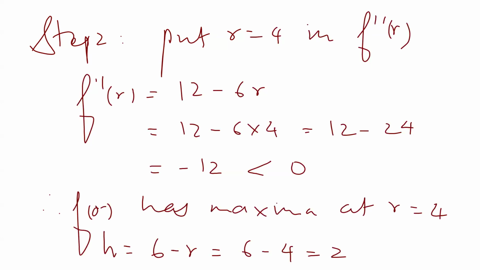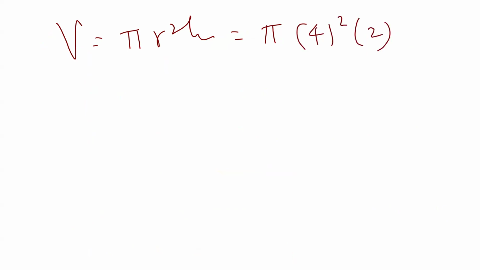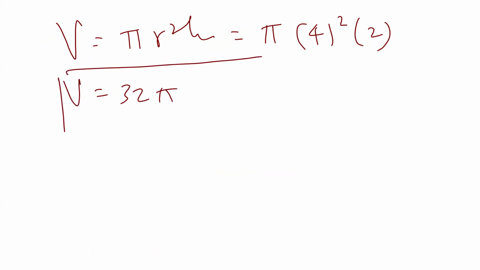Yes or no? Yes, sir. So how do we solve further now? How to calculate the volume of the cylinder? You substitute the values of h and r. Correct. So volume is equal to pi r square h. So pi r square h, what is r? r is 4, h is 2. So 32 pi cubic units or cubic meters. You can put the units. Volume is equal to 32 pi cubic meters.